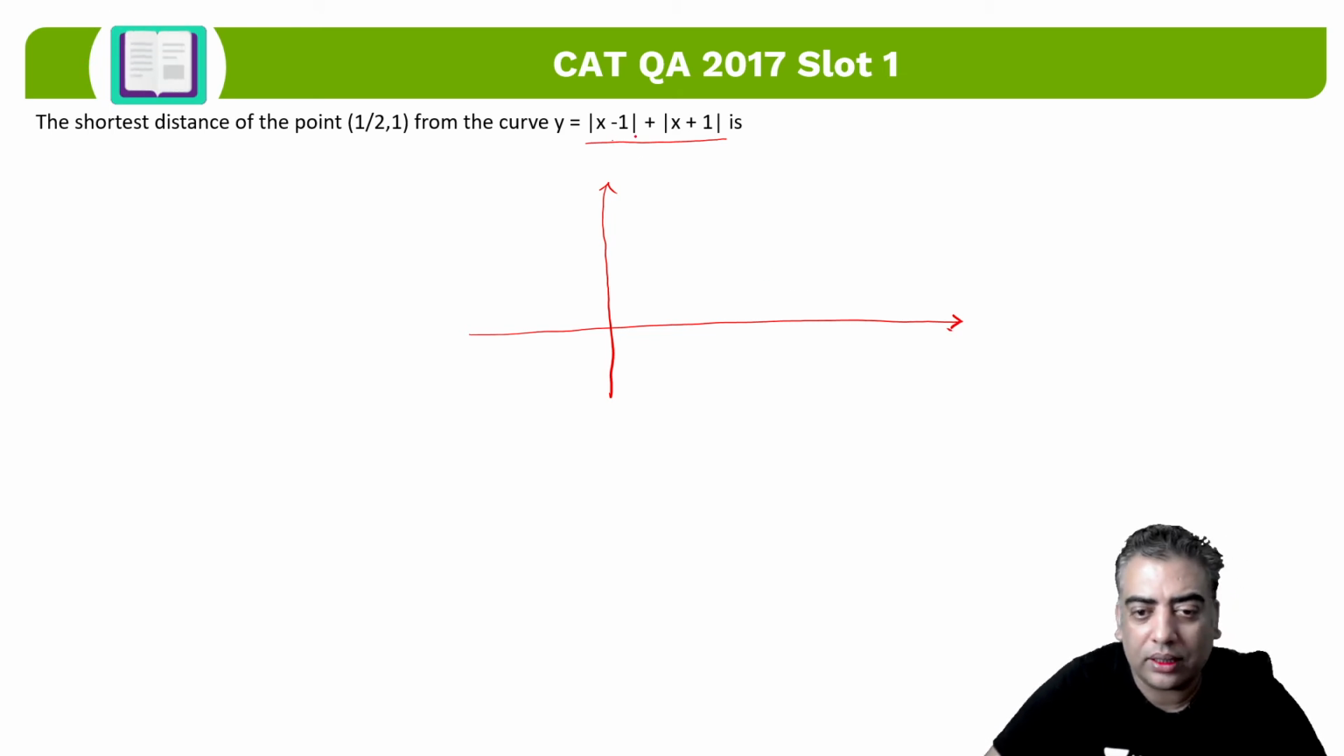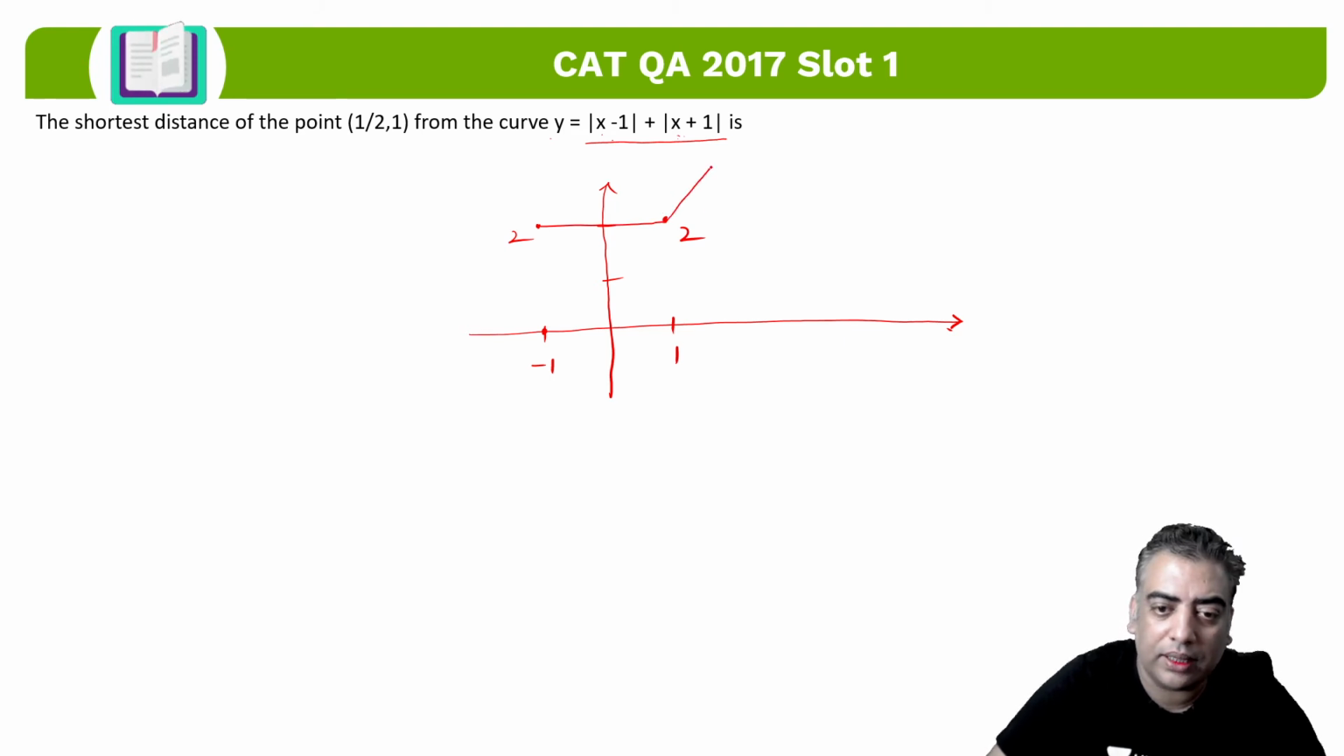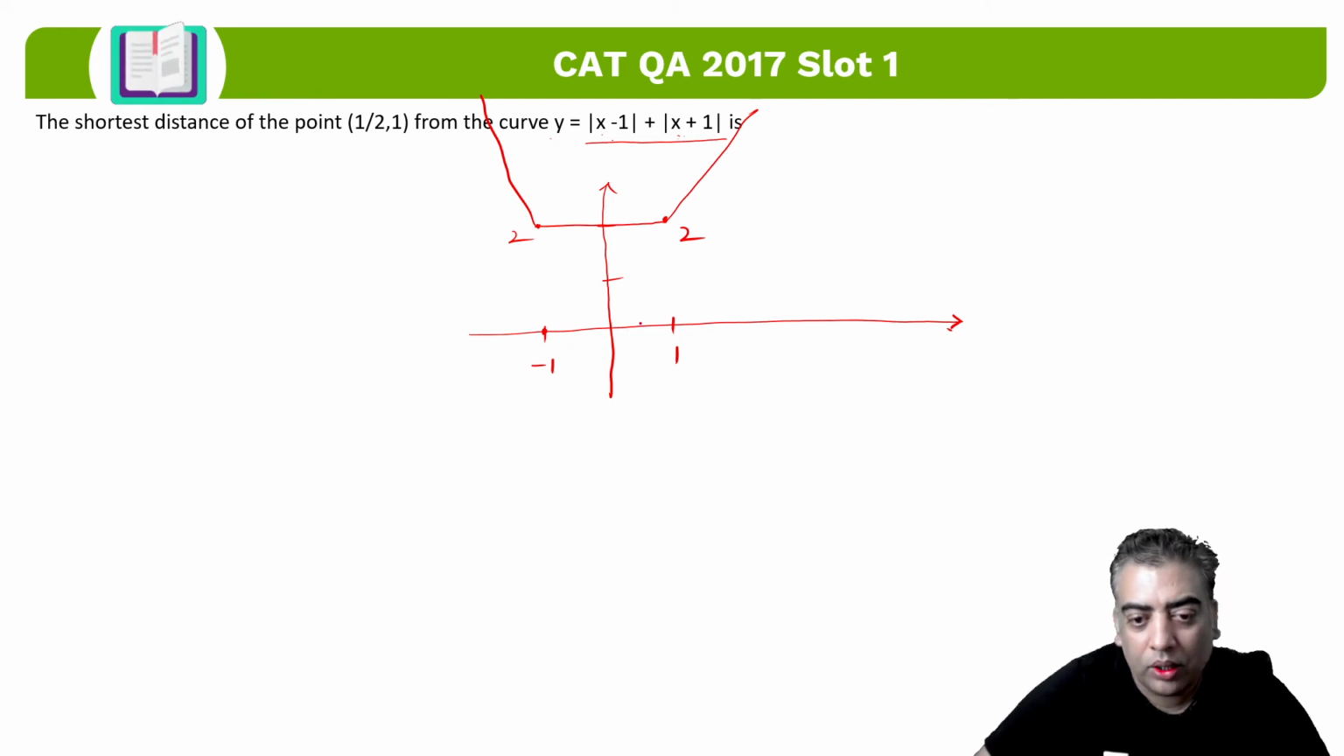So we know that the turning points in this case are plus 1 and minus 1. So when you take x as minus 1, the value of y comes out to be 2. And when you take x as 1, the value of y again comes out to be 2. So its graphical representation will be something like this. Now there is a point (1/2, 1). So (1/2, 1) is a point here.